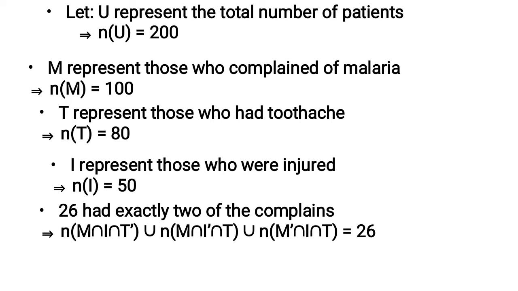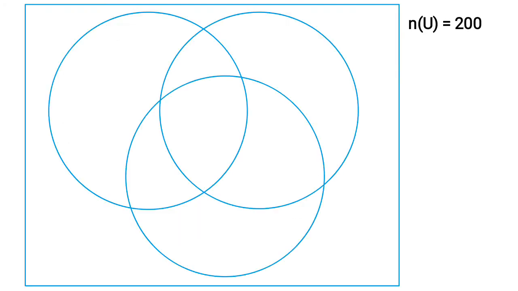Now that we have our data, let's first get our Venn diagram. Yes, you were not given the intersection of all, which is what we are finding. So we let any variable represent. We are letting X represent number of M intersection I intersection T, which is the intersection of all. So our universal is 200, which you have already identified.